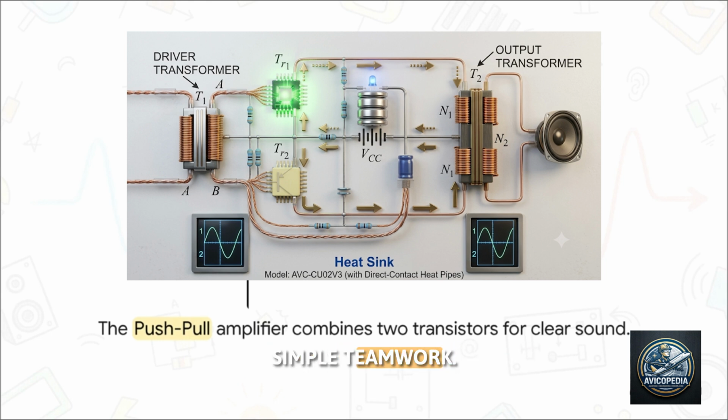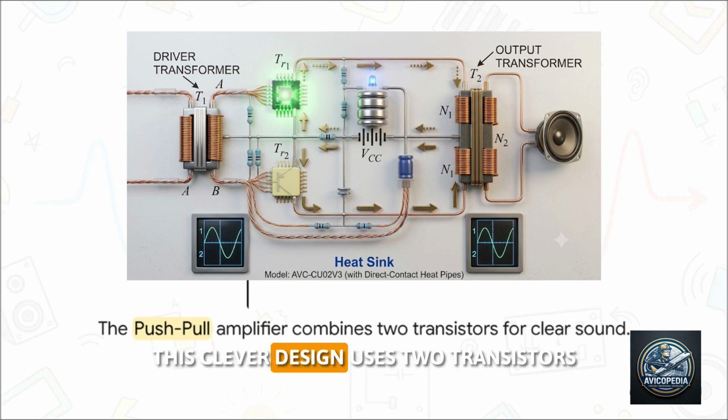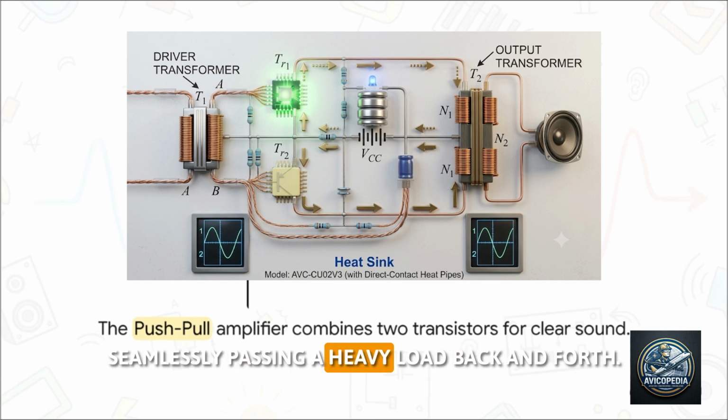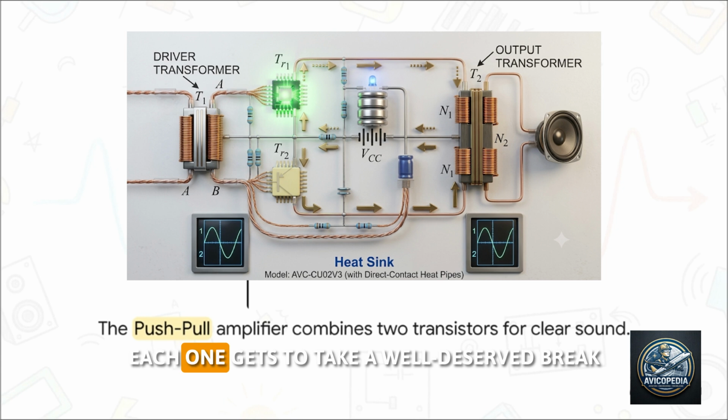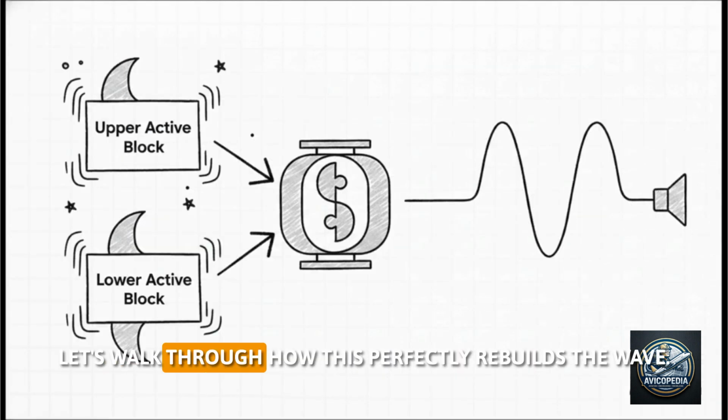Simple: teamwork. Enter the push-pull amplifier circuit. This clever design uses two transistors placed back-to-back, with both of them operating in Class B. Think of it like two workers seamlessly passing a heavy load back and forth. Each one gets to take a well-deserved break while the other one works. Let's walk through how this perfectly rebuilds the wave.